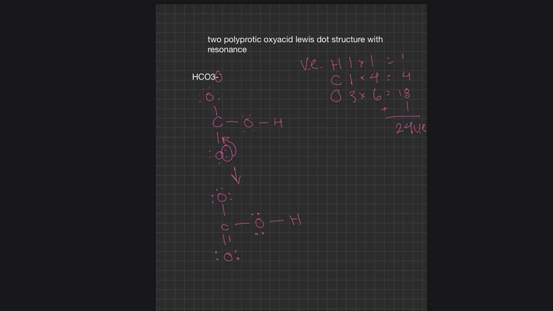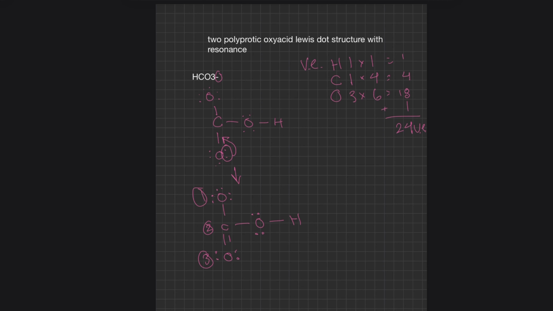And so now that we have this process done, we're going to see, so it looks like they all obey the octet rule. And we can start doing our resonance 1, 2, 3 method that we have been taught in class to see which one is the best. We could also start doing our formal charges once this is done.